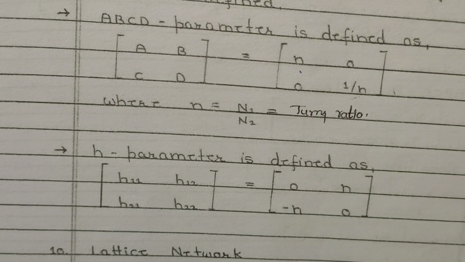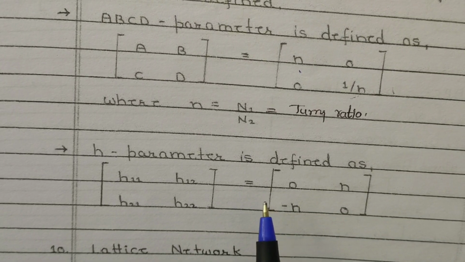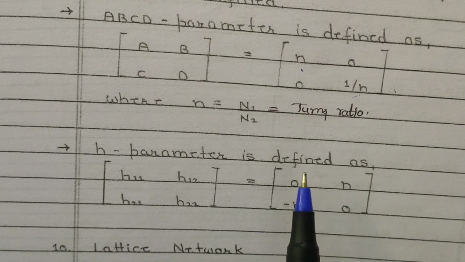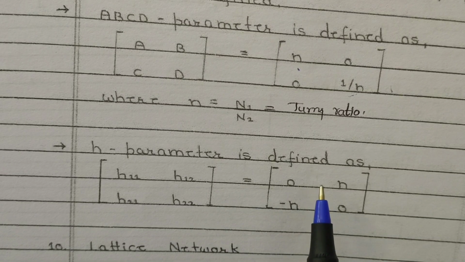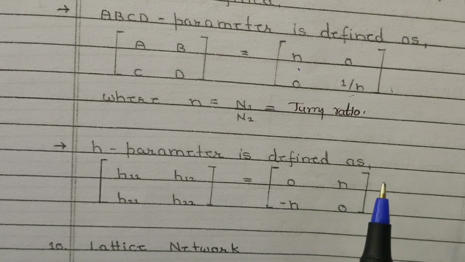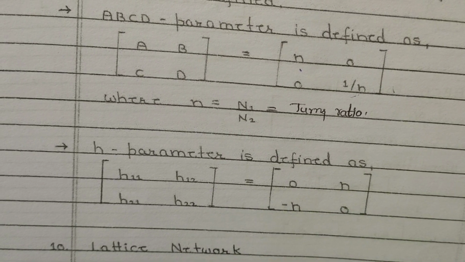H parameters are defined for the ideal transformer as follows. Both diagonal elements are 0 and the off-diagonal elements are negatives of each other, N and minus N.